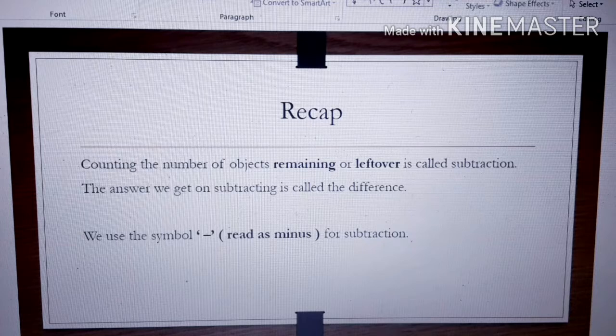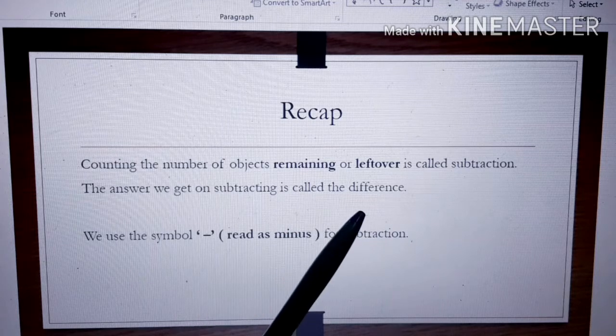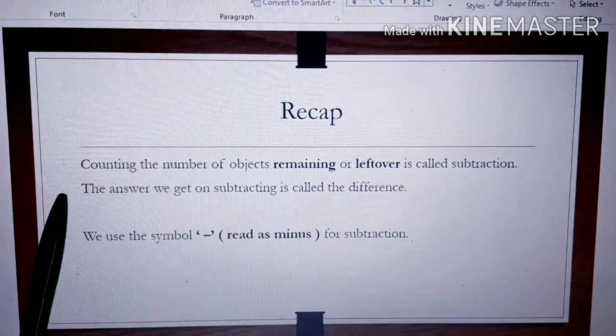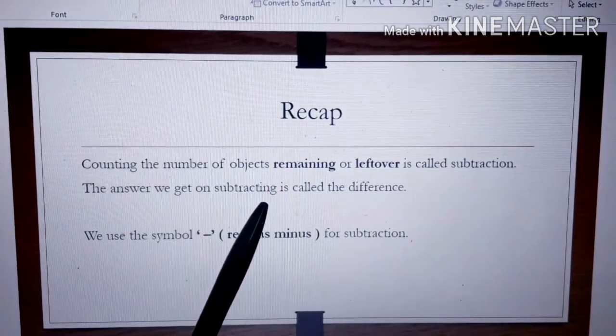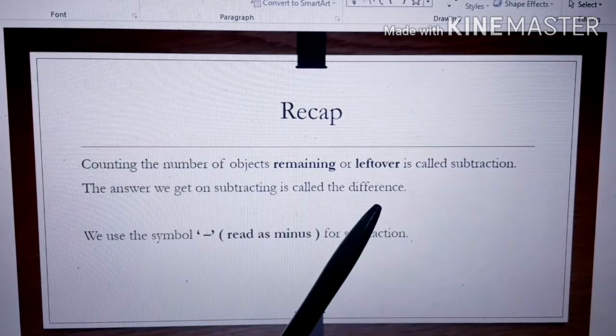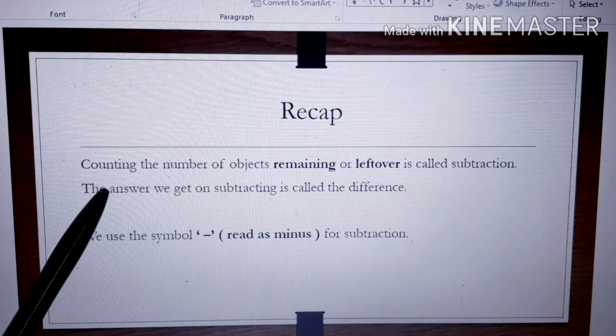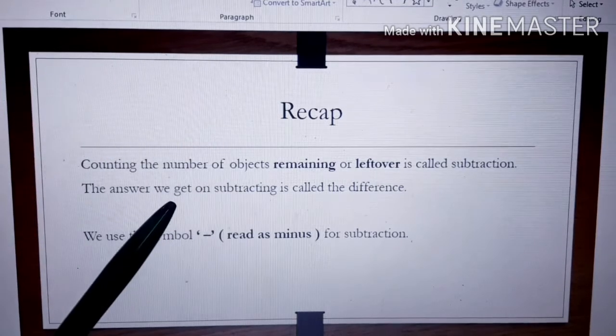So the answer which you will get is the difference. The answer we get on subtracting is called the difference. It may be asked in your short note, filling the blanks, multiple choice. These types of questions may come. Okay. So the answer we get on subtracting is called what?